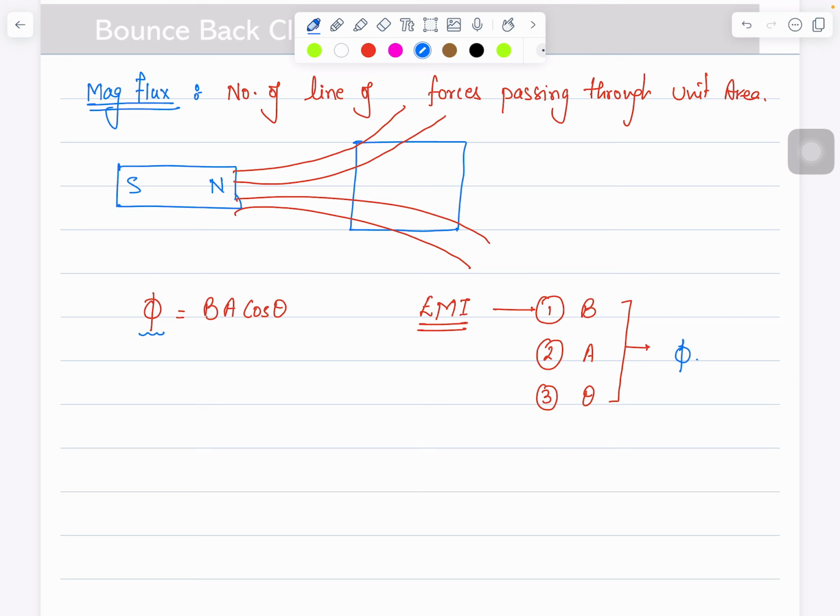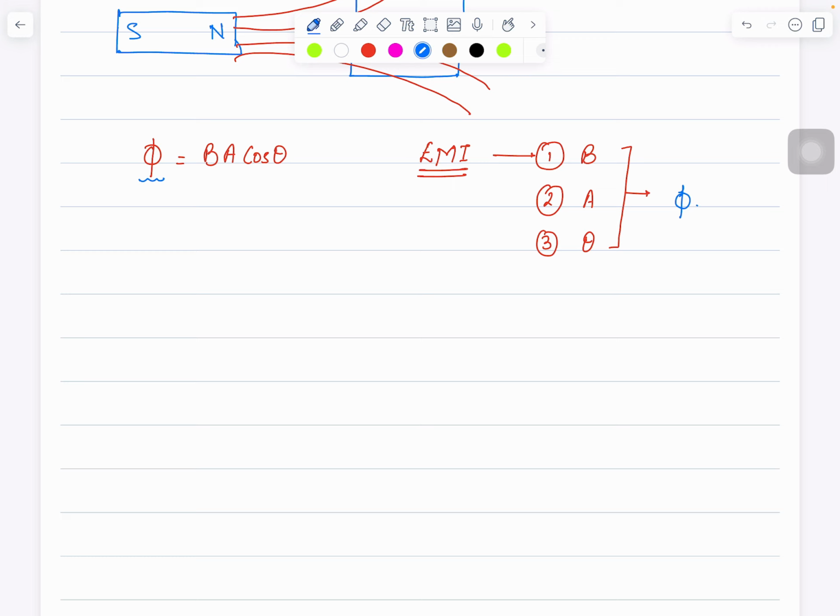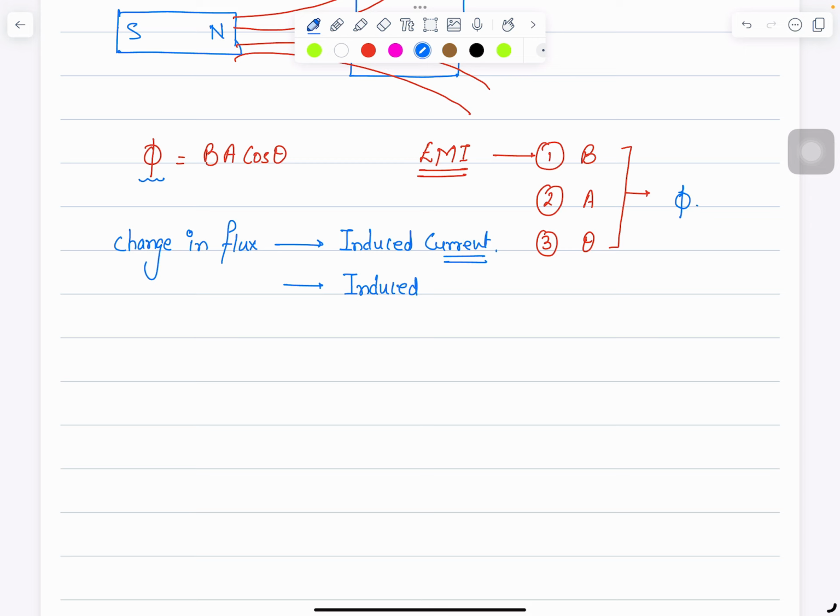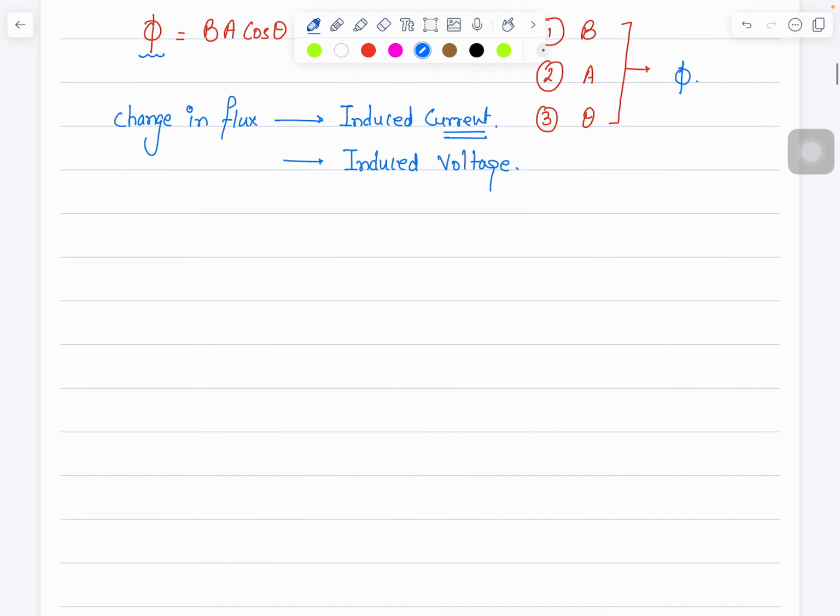Do you understand this part? So if I say change in flux, change in flux gives you the result as an induced current. Now till here, do you understand, guys? Change in flux gives you induced current, or you can say it gives you induced voltage. Clear? Okay. So we are going to learn about this thing.